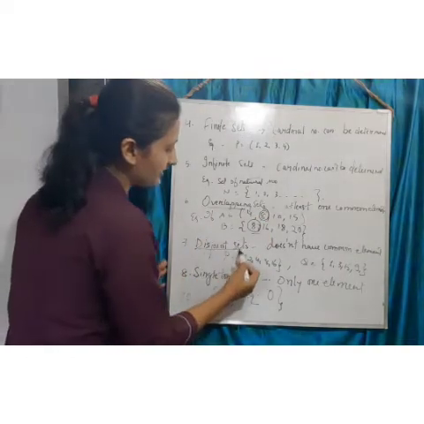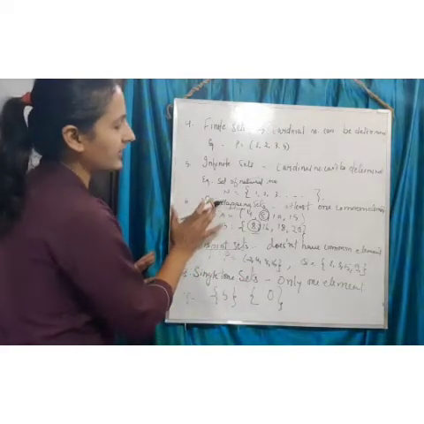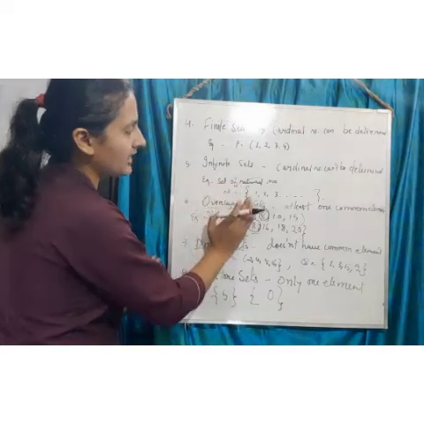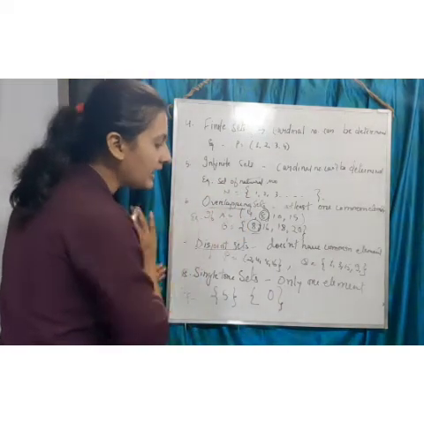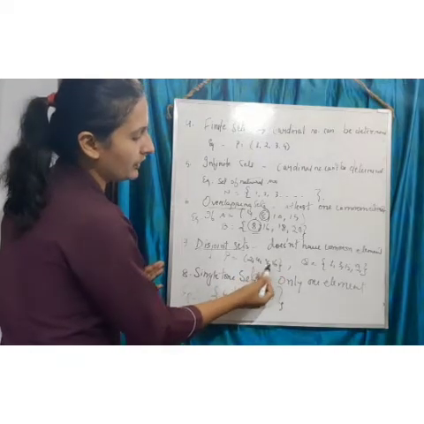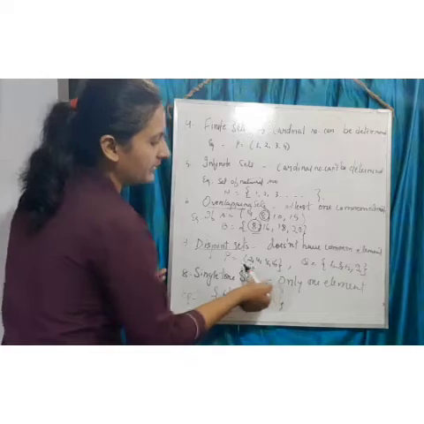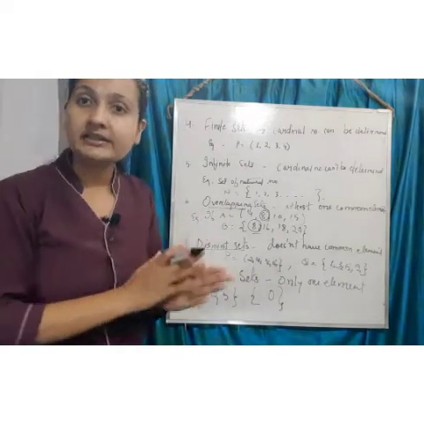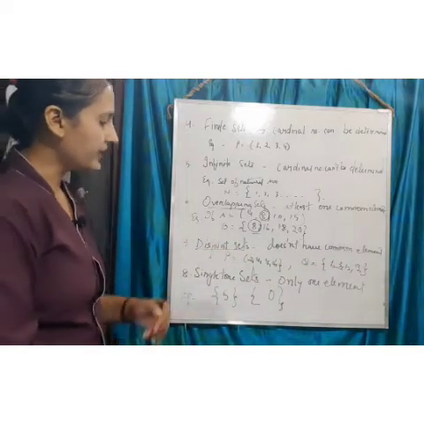Then comes the disjoint set. Disjoint set is the opposite, the vice versa of overlapping. In overlapping at least one common element should be present, but here there is no common element. So 2, 4, 8, 6 and 1, 3, 5, 9. These are even numbers and these are odd numbers, right? So they are completely opposite. They don't have anything in common. So this is called a disjoint set.